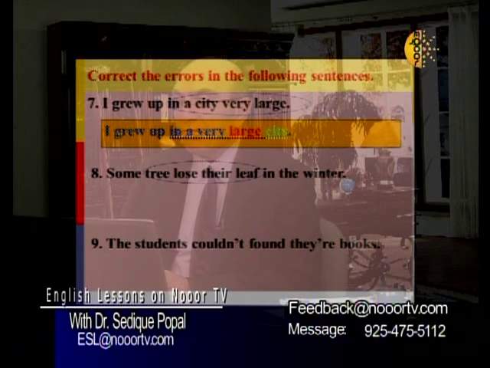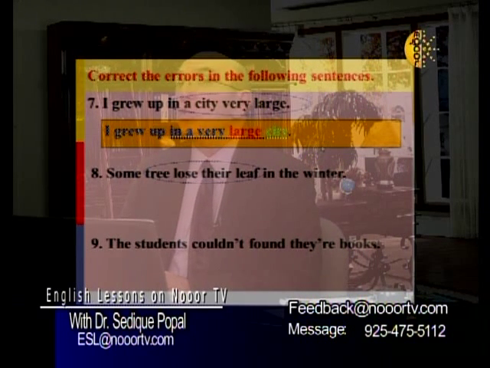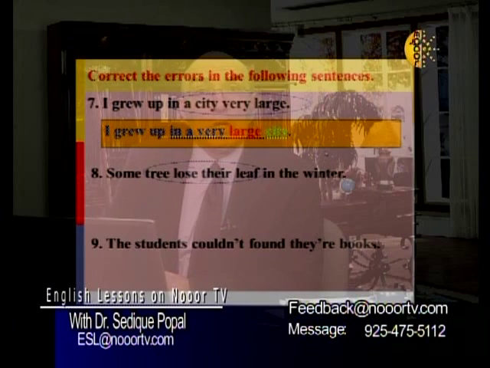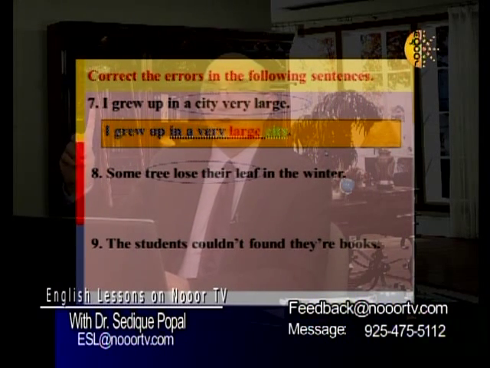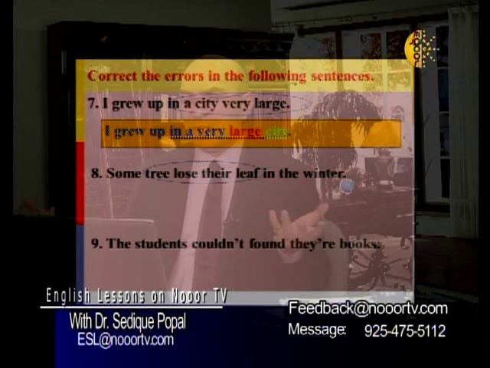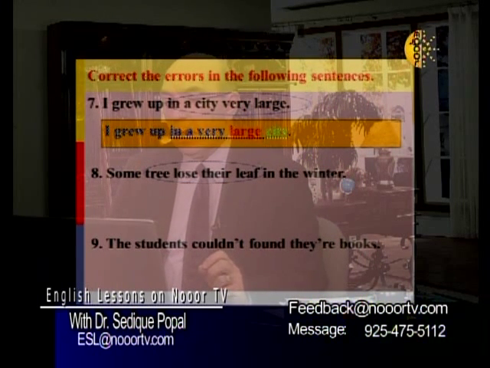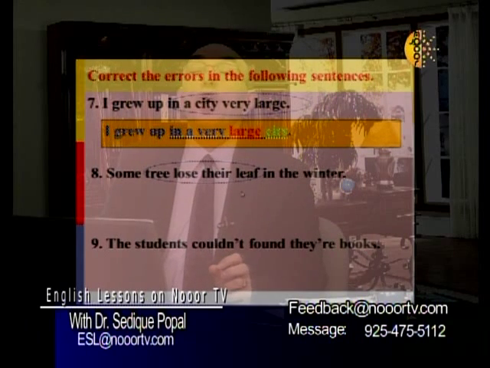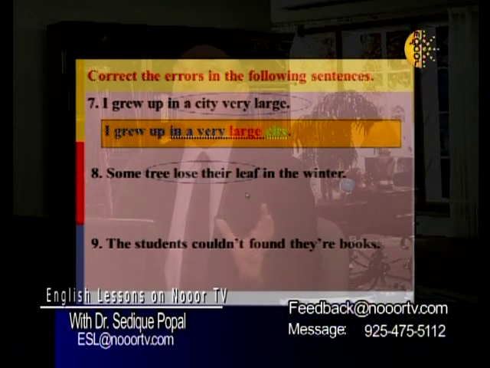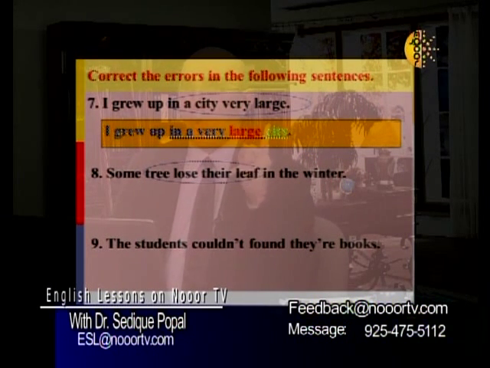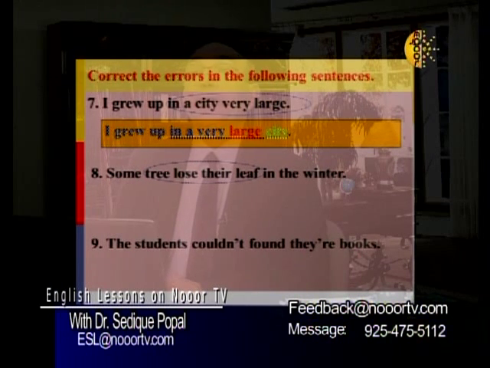Lose their leaf in the winter. Leaf is the right word, but not the correct form. We don't talk about 1 leaf. We talk about what? Many leaves. So I have to use what? The plural form. About a month ago, I taught you how to make nouns plural. Nouns that end with F. In this case, leaf is 1. But the plural is what? You have to change F to what? To V and add ES. Leaves. See, this is pronounced leaf. The plural is what? Leaves.